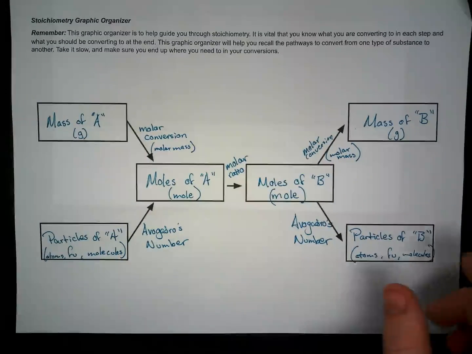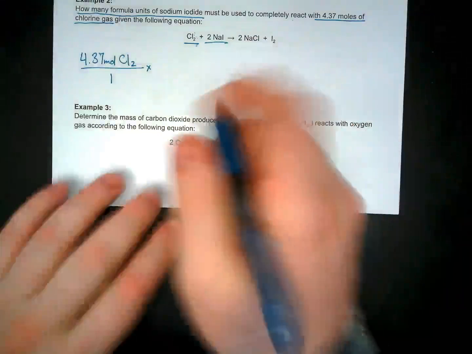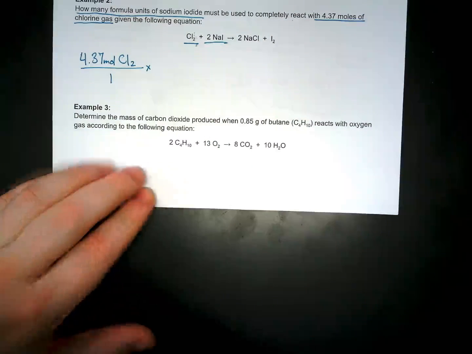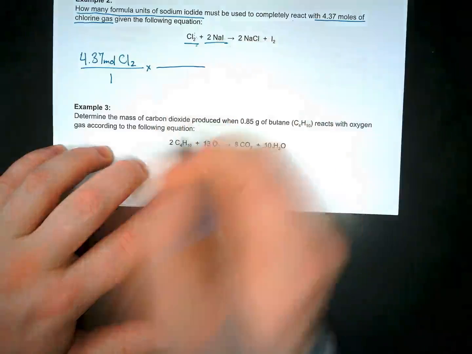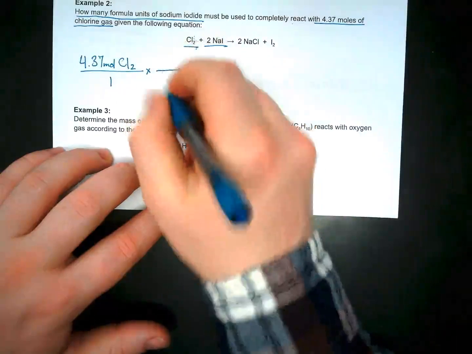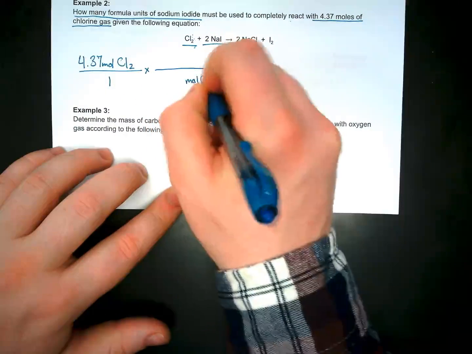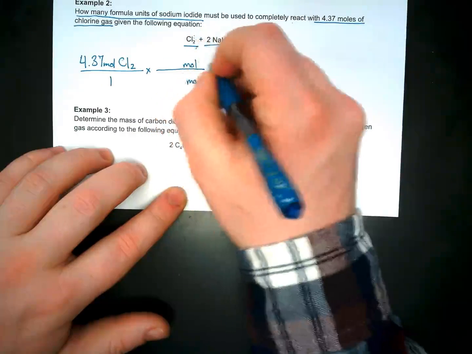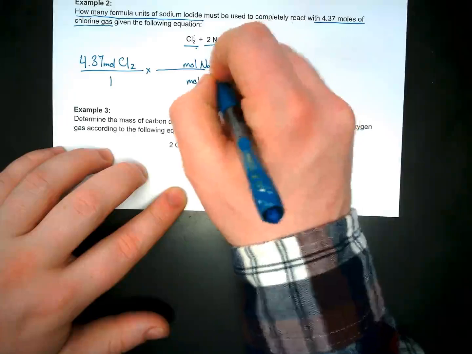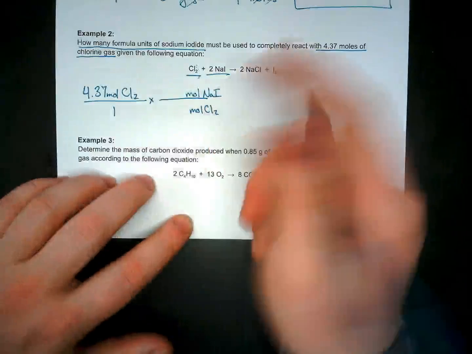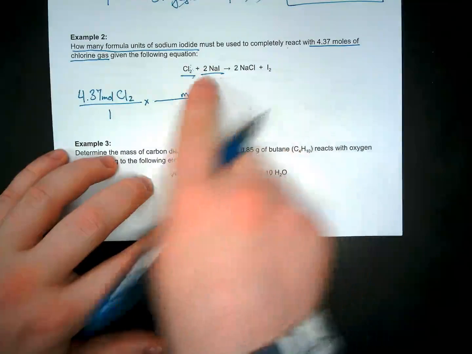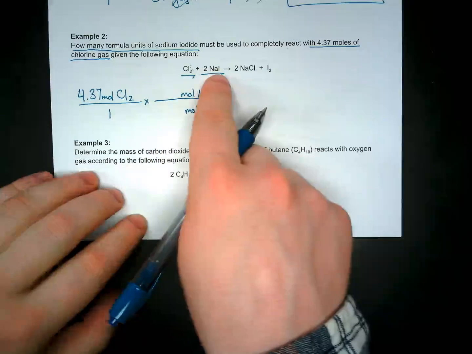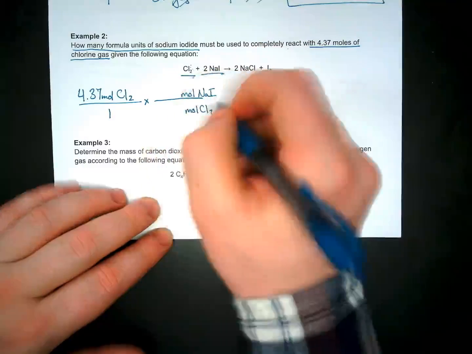Okay? So let's now just first start off. It looks like we've got to use the molar ratio in order to convert from moles of chlorine gas to moles of sodium iodide. So our old units go on the bottom, and our old compound goes on the bottom, and then our new units and also our new compound go up top. I'm going to use the molar ratio, and it looks like there's one mole of chlorine gas to 2 moles of sodium iodide, so 1 to 2.